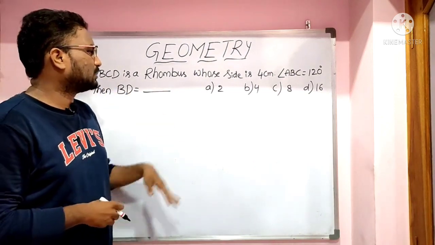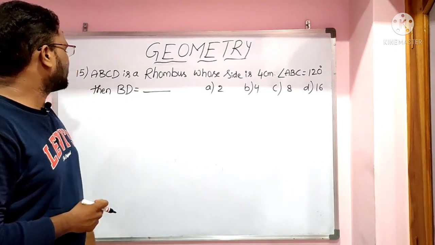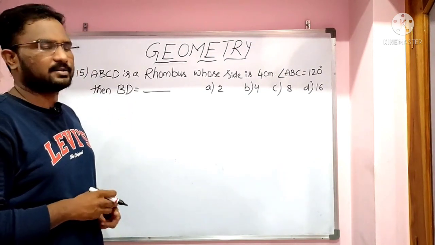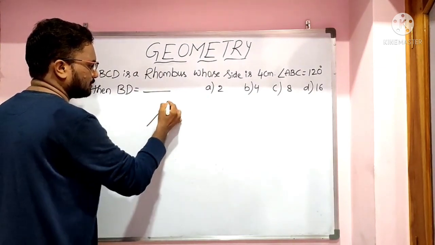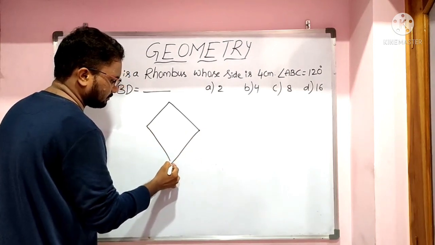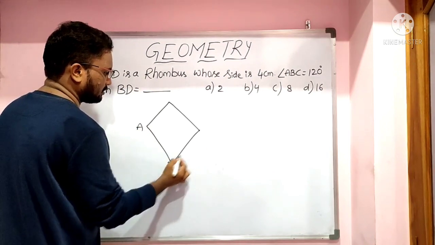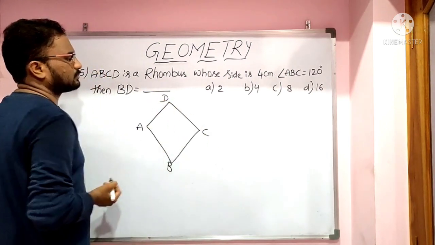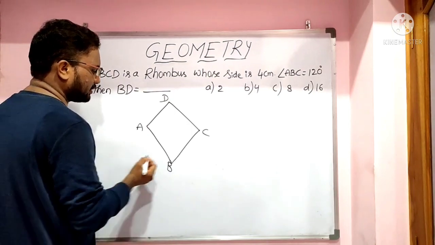So next problem. ABCD is a rhombus whose side is 4 centimeters. Angle ABC equal to 120 degrees. Then we need to find the length of BD. So let's draw the figure. ABCD is a rhombus. A, B, C and D. This is a rhombus. So angle ABC equal to 120 degrees. This is 120.